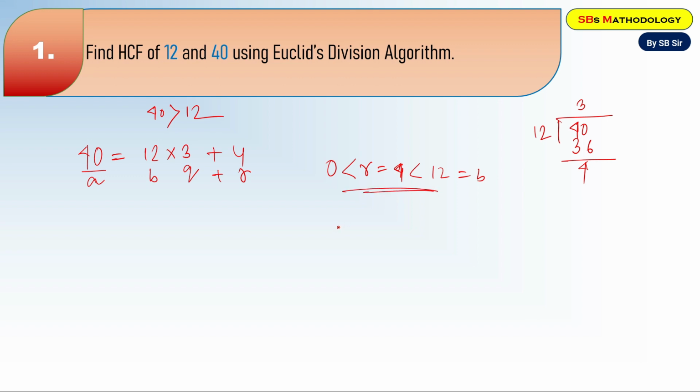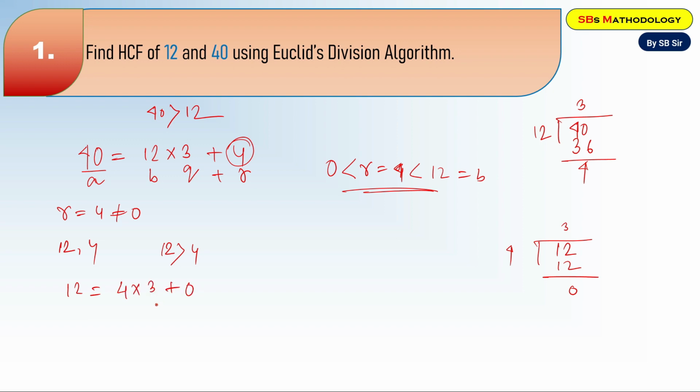Now as the remainder r equal to 4 is not equal to 0, according to Euclid's division algorithm we have to apply Euclid's division algorithm again for the divisor and the remainder. Here the divisor is 12 and the remainder is 4. Here you can easily understand that 12 is greater than 4, so we have to divide 12 by 4. 4 threes are 12, so there is no remainder. So we can write 12 as 4 times 3 plus 0. So in that case, we get the remainder as 0.